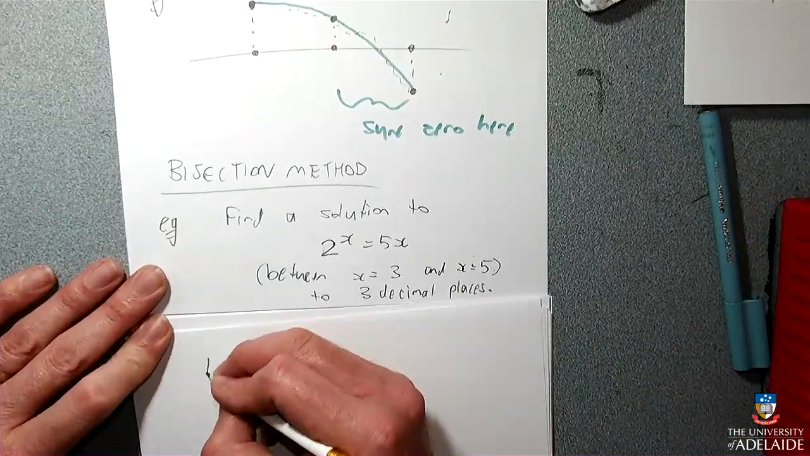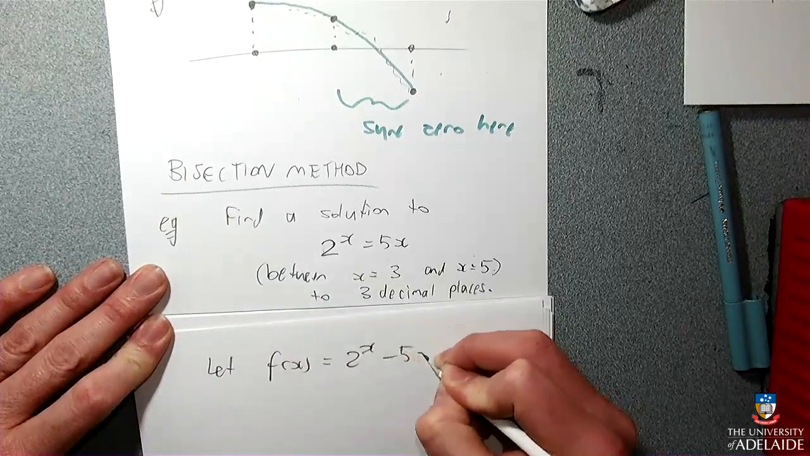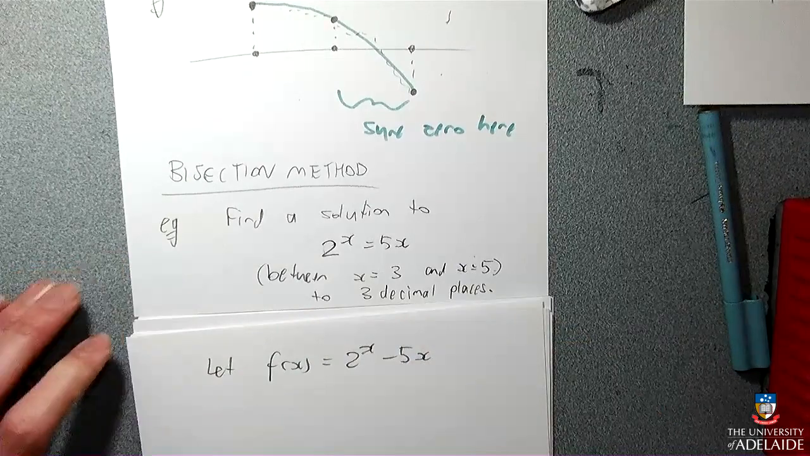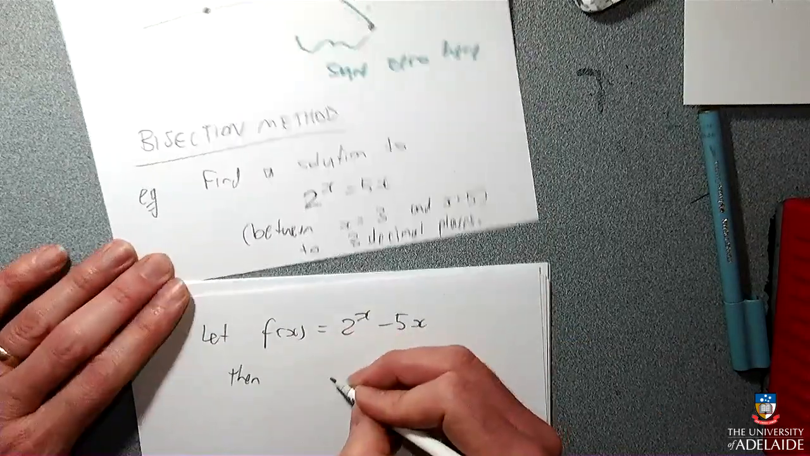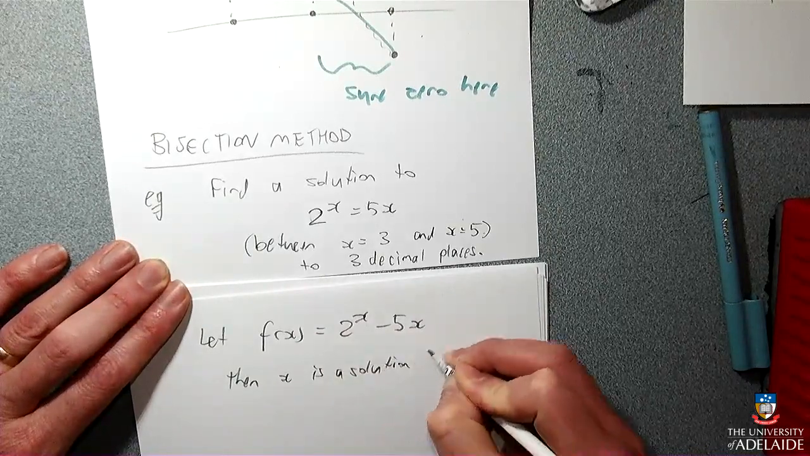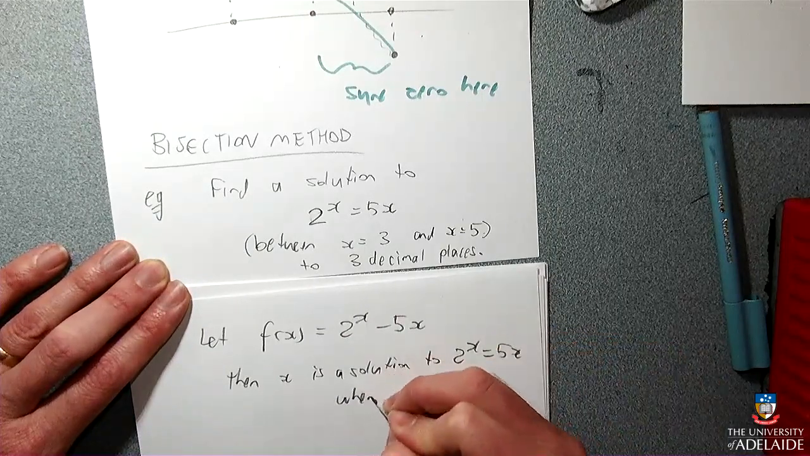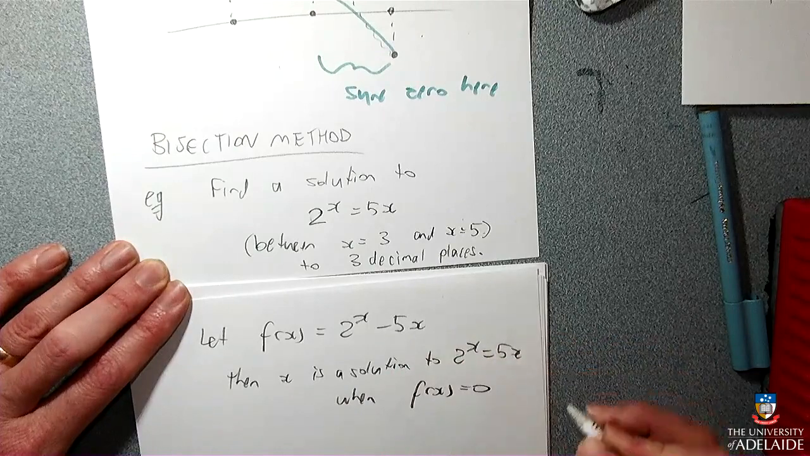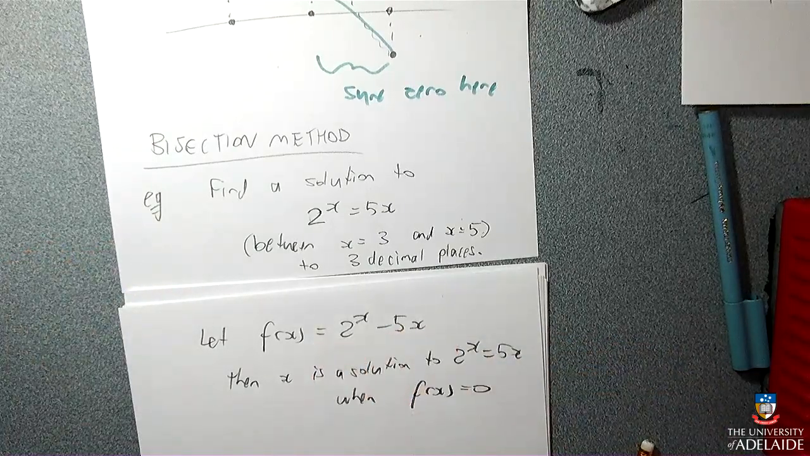So I can do this. I can create a function which is that, and then x is a solution to 2 to the x equals 5x when f of x comes out to 0. So when this is 0, then 2 to the x is the same as 5x. That'll be 0 when they're equal, and so that's good. So now I've turned it into something where I want f of x to be 0.